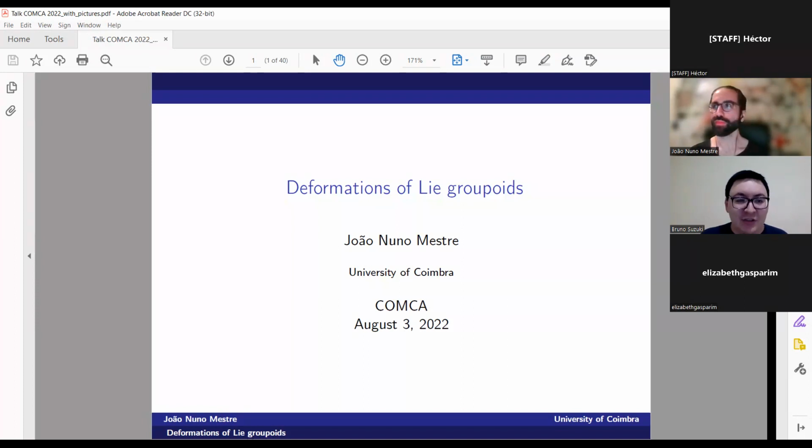First talk of our session is by João Nuno Mestre from University of Coimbra, and he'll talk about deformations of Lie groupoids. Thank you, Bruno, and thanks a lot for the invitation. It's nice to talk here. I'm always happy to talk about this. It's a topic I like a lot.